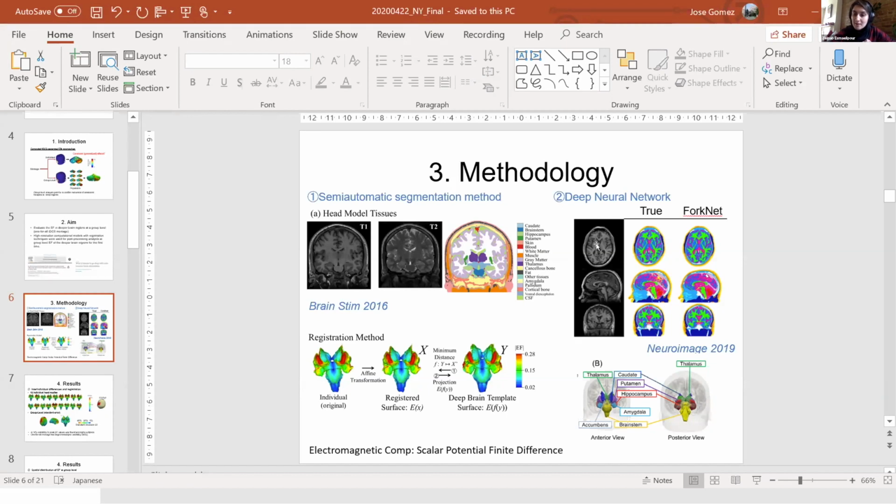Ghazale is asking, first she says, great talk. Why did you focus on peak electric field? Did you use maximum electric field or percentiles? And have you tested mean or medians as well?